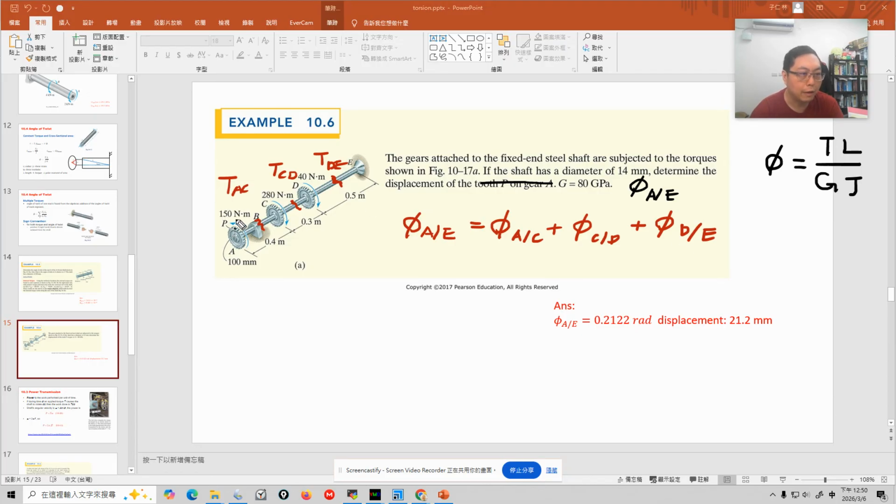So how do we obtain TAC, TCD, and TDE? The trick we often use in this course is called the cut section method. Let me draw the cut sections. Here we can analyze from left to right.